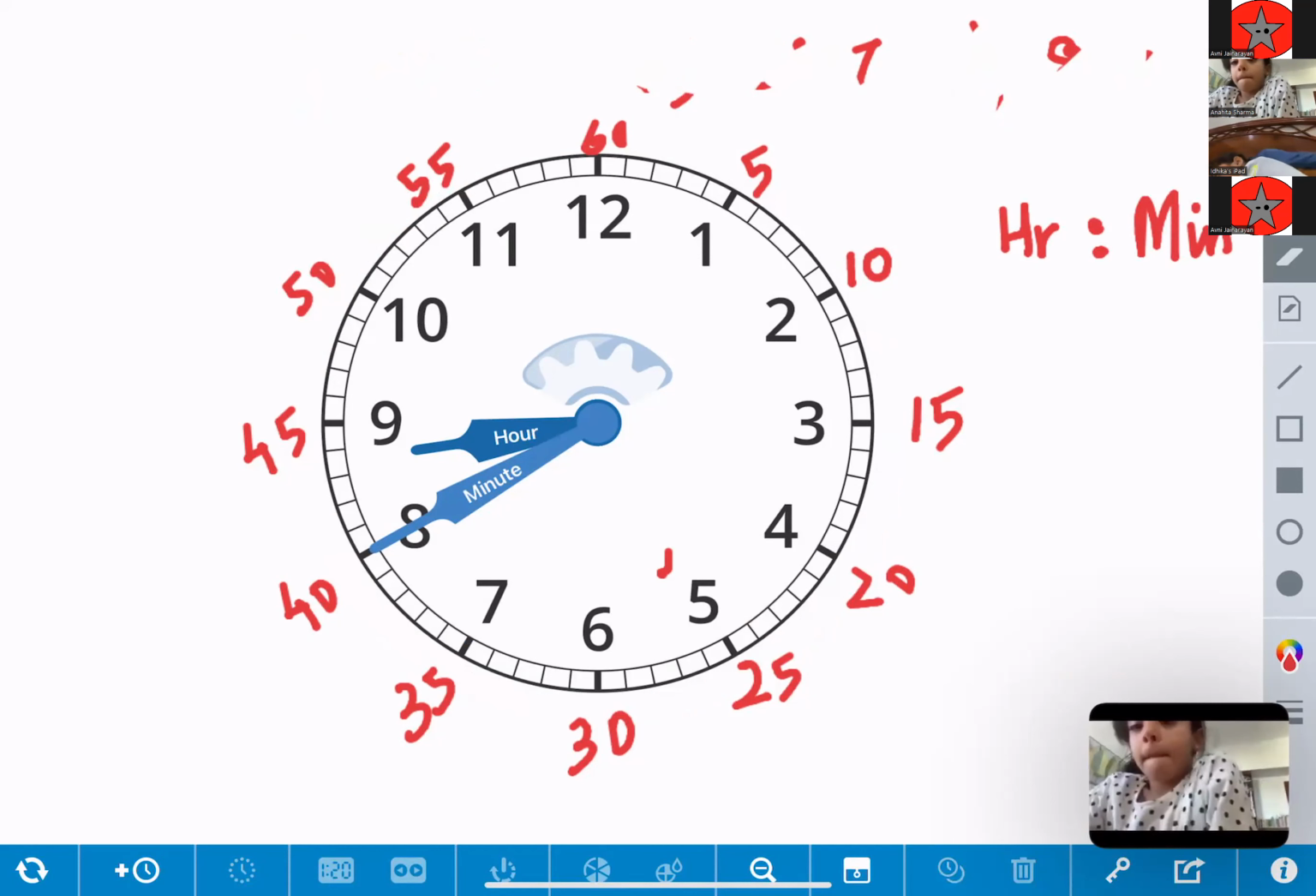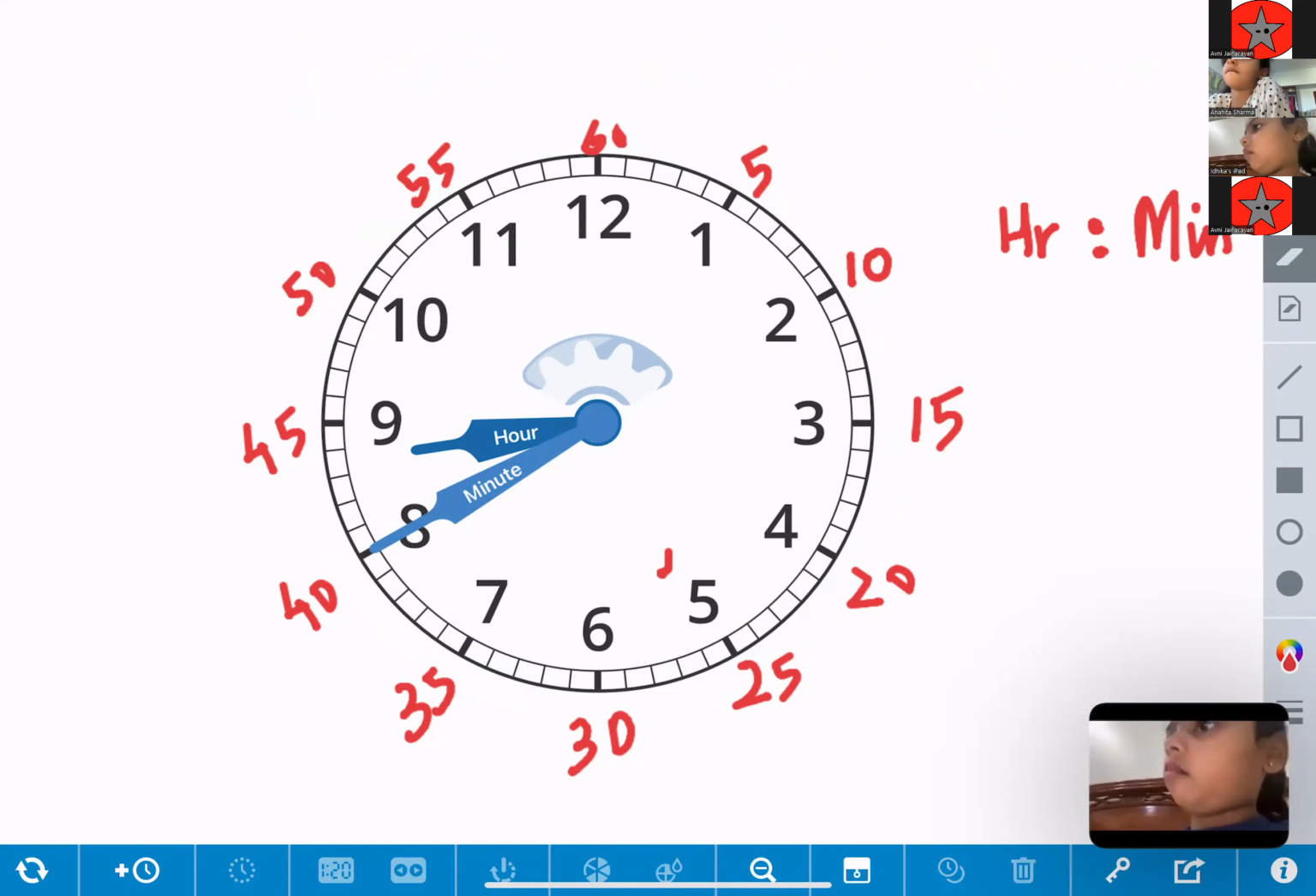Chat box. What is the time in digital form? Samaira. Mom, it happened by mistake. Yeah.